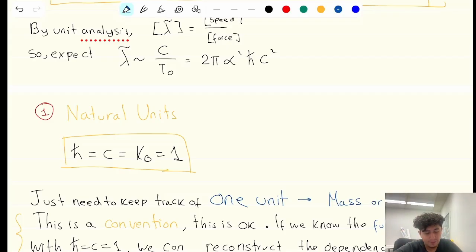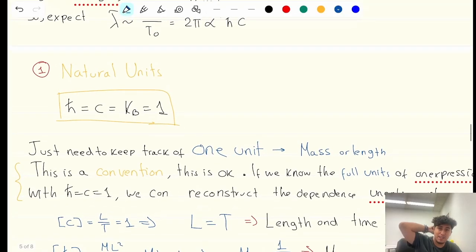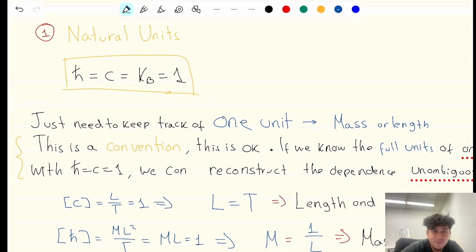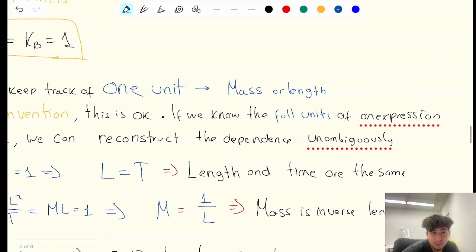Right. Let me introduce natural units. Natural units is where we set every fundamental constant of the universe to 1. In this case, h bar, c, and k_B equal to 1. And this is just a convention. Technically, you're not setting them to 1, you're just hiding them and then putting them back when you need them. Usually we don't put them back unless we absolutely need to. So this allows you to keep track of only one unit. You get rid of length and time, so we can keep track of only mass, or only length, or only time.